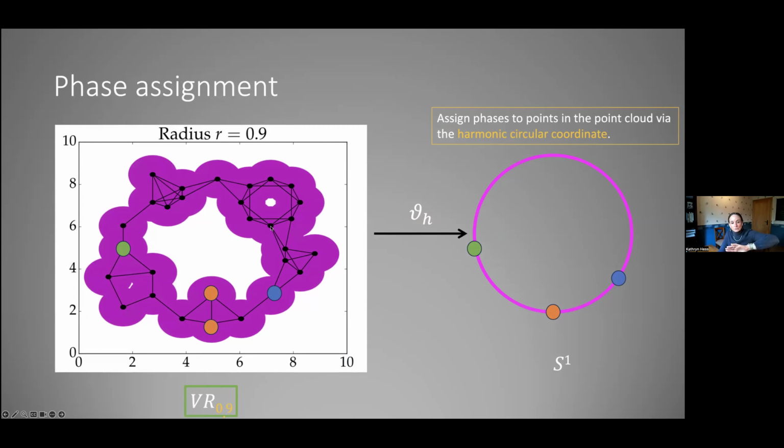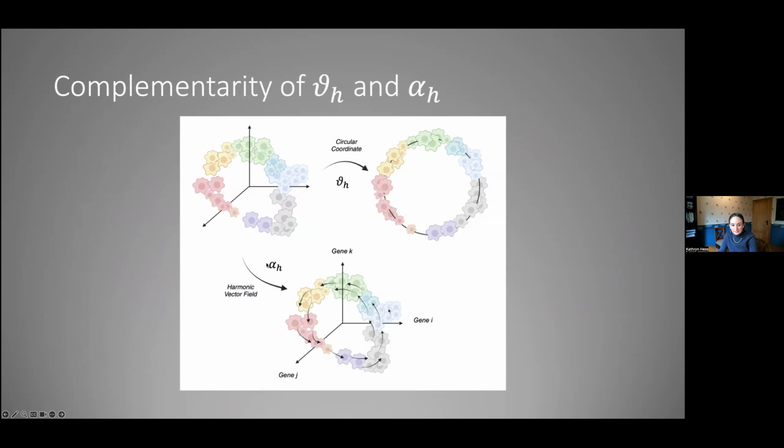It's telling us something about the gradient going from this point to this point if we're assigning a real number to this edge. So that's what this alpha h is doing here. They're providing us with complementary information about the possible dynamics. So that's already giving us some very nice qualitative information about the gene cycle, about which genes are sort of where in the process and so on.